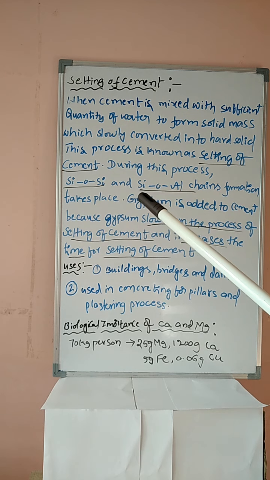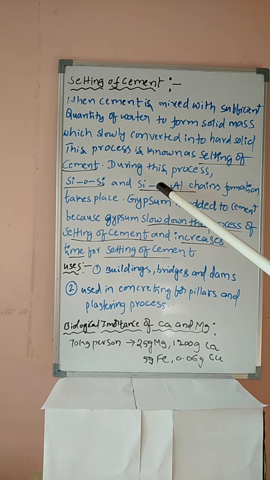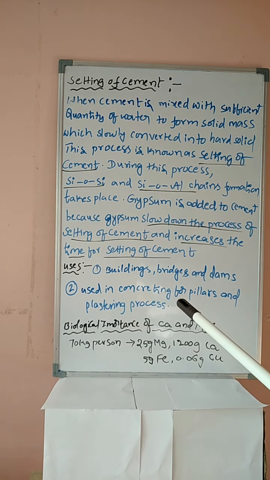In this, important points are the definition of setting of cement. During this setting of cement, silicon oxygen silicon and silicon oxygen aluminum chain formation takes place. Role of gypsum: slows down the process of setting of cement and increases time for setting of cement.